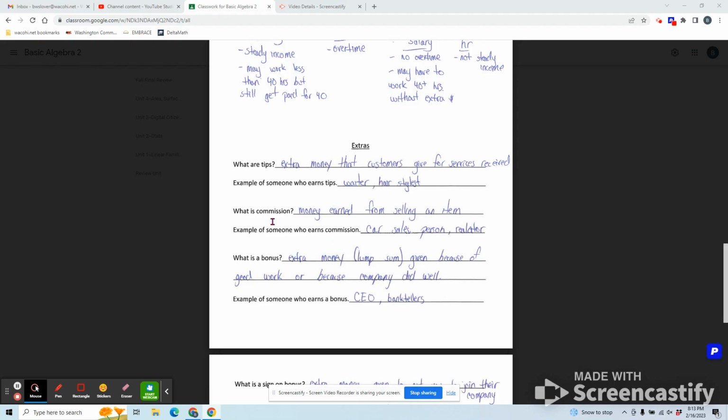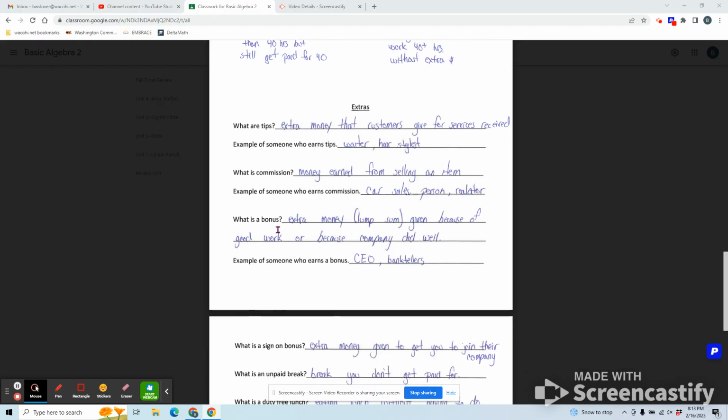Another thing that you may encounter with income is commission. So it's money earned from selling an item. The best example or most common example is a car salesperson. You sell a car, that person that sold you the car gets a commission. They get $500 for the car that they sold. Or a realtor gets a percent of the house that was sold. Okay, so that's where you might see commission.